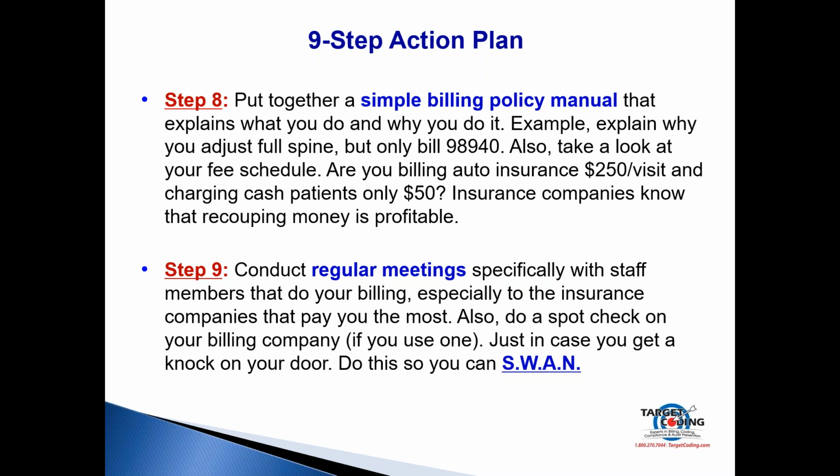I've had a few cases over the past 2 months where a doctor is being audited and didn't know why. It's because the billing company was adding modifier 59, adding CPT codes that weren't done, changing 98940 to 98941. Why? Because the billing company makes more money that way. It's illegal. Careful. Do a spot check.